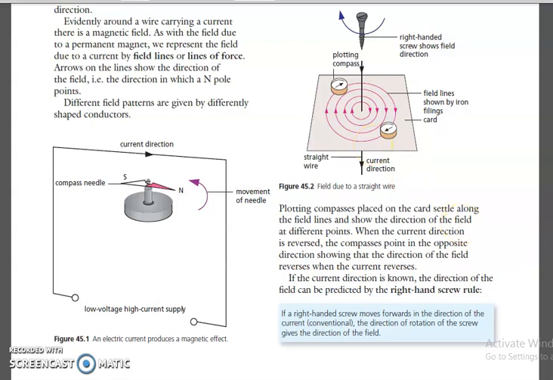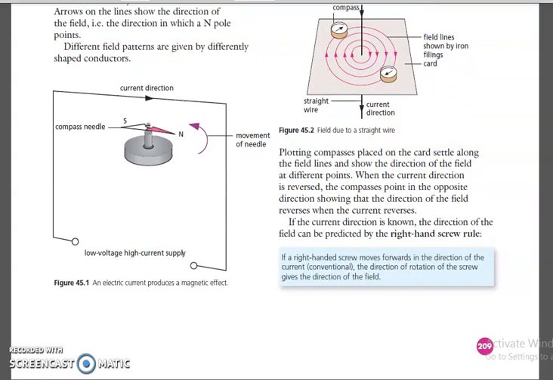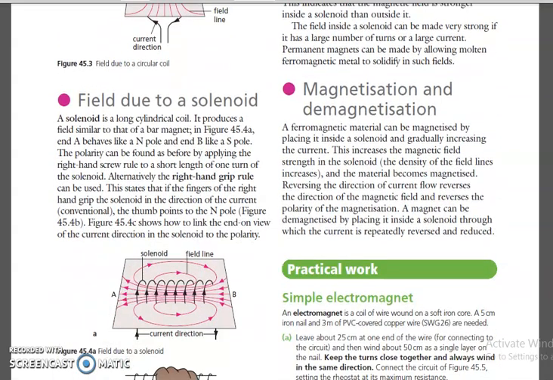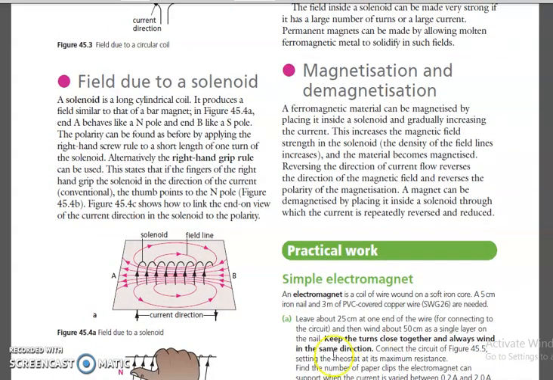Okay, next we are going to discuss how it will be in a solenoid. We have already discussed that a solenoid will be like a bar magnet, with field lines moving from one point to another, and inside the solenoid, the magnetic field lines will be parallel. This shows the direction of the current.